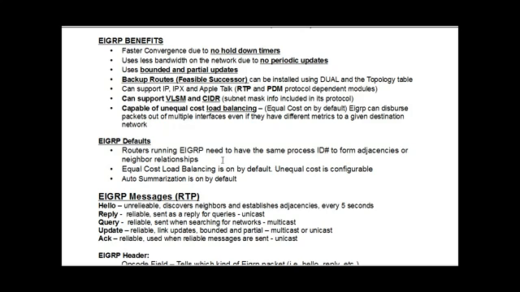Routers running EIGRP need to have the same process ID number or AS number to form adjacencies with their neighbors. Equal cost load balancing is on by default, but unequal cost is configurable. Okay, and then auto summarization. EIGRP summarizes routes by default. Oftentimes you're going to have to turn this off in EIGRP. So auto summarization I have there.